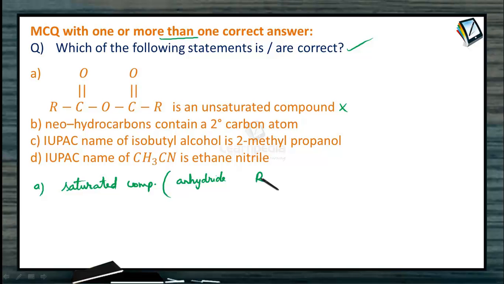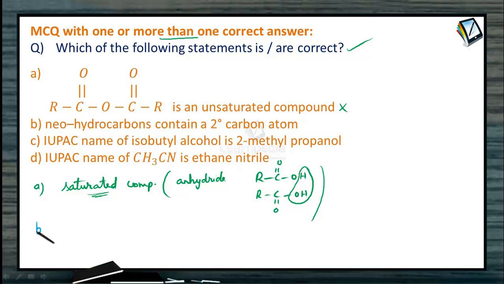By assuming this is the alkyl group and this is one carboxylic acid and this is another carboxylic acid, from two molecules of carboxylic acid, when one water molecule is removed, the product is nothing but this anhydride. As we are taking this one as an alkyl group, definitely all are carbon-carbon single bonds. That is the reason why that is a saturated system. So that is a wrong statement.